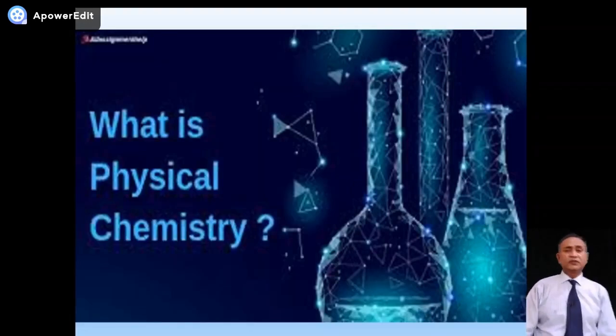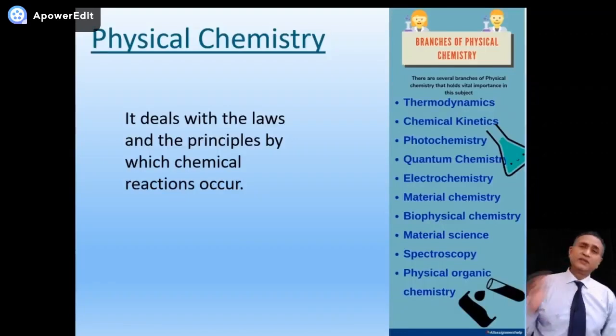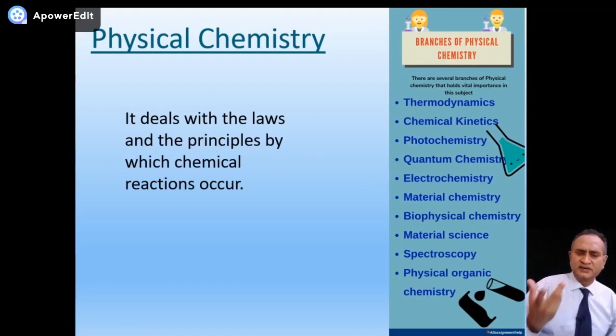The third one is physical chemistry. What is physical chemistry? When you proceed with a thing, you have to abide by and follow certain rules and regulations. So when atoms combine together to form a compound, they follow certain rules and regulations. Those rules and regulations can be studied in physical chemistry. So what is physical chemistry? It deals with the laws and principles by which a chemical reaction occurs.